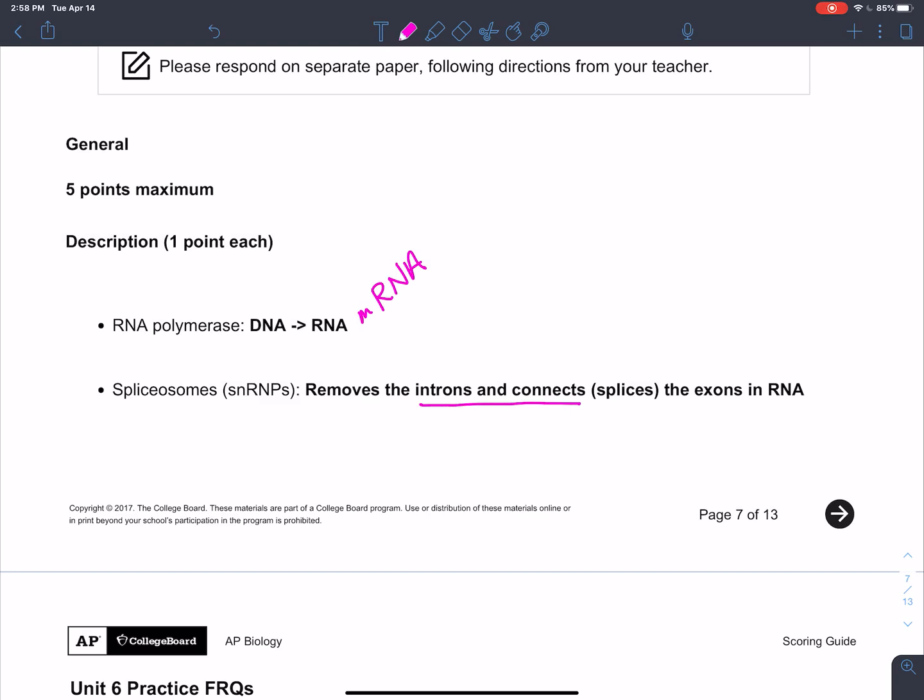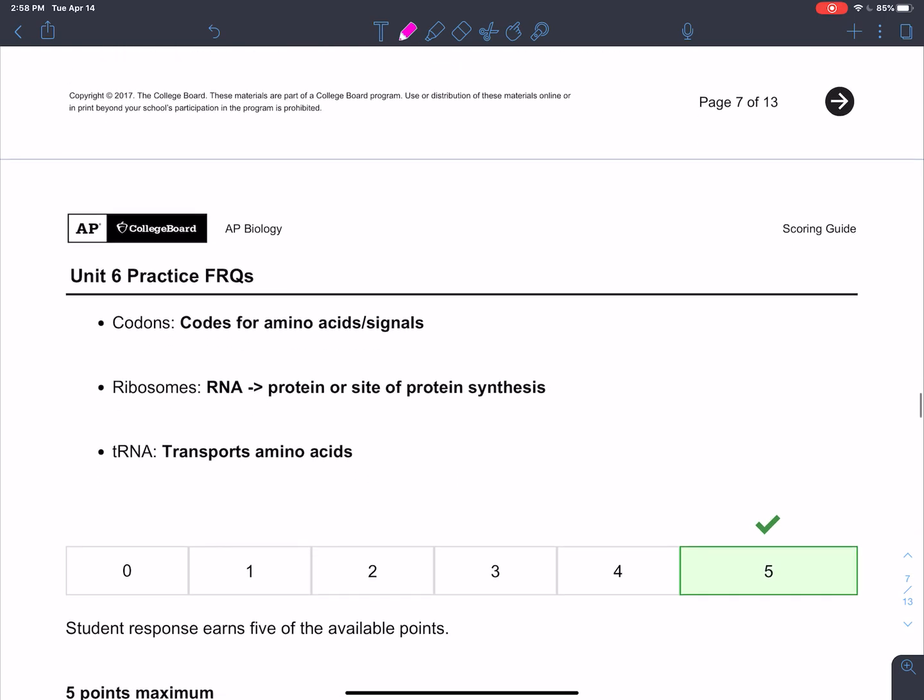Now, it isn't always the case, but sometimes you will lose points if you don't specify what type of RNA. Codons, they code for specific amino acids. And then you could have said something about the triplet code, that's fine. Ribosomes, this is the site of protein synthesis, and transfer RNA, this is the specific type of RNA that transports the amino acids to the ribosome during translation. Total of 5 points.